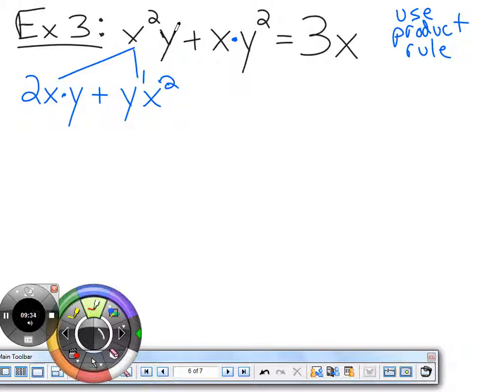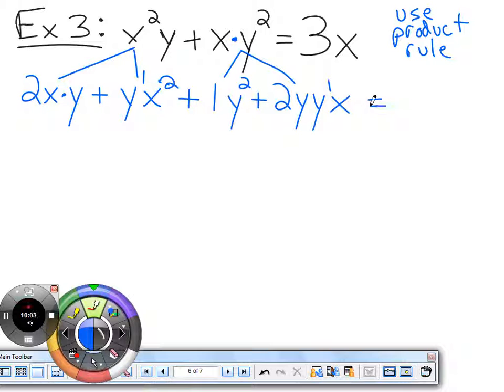Okay. So now let's go to the next side. So this one is also going to be the product rule. So derivative of the first, so that's just 1. And then times the second, plus derivative of the second, which is 2y y prime, and then times the first. So this is the product rule again. And then equals, and then the derivative of the right hand side is just 3.